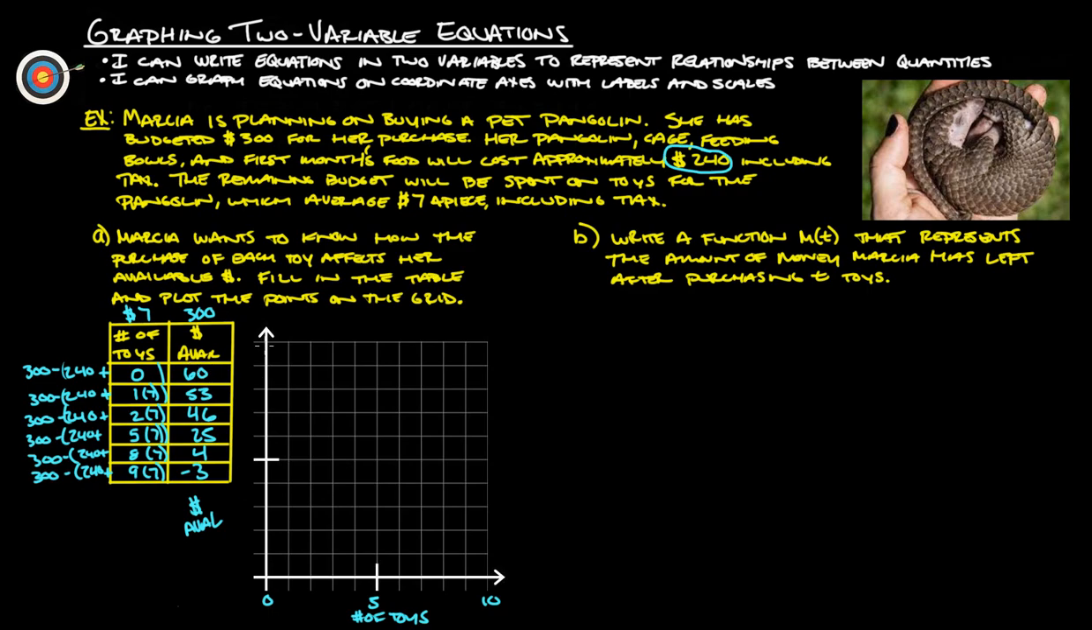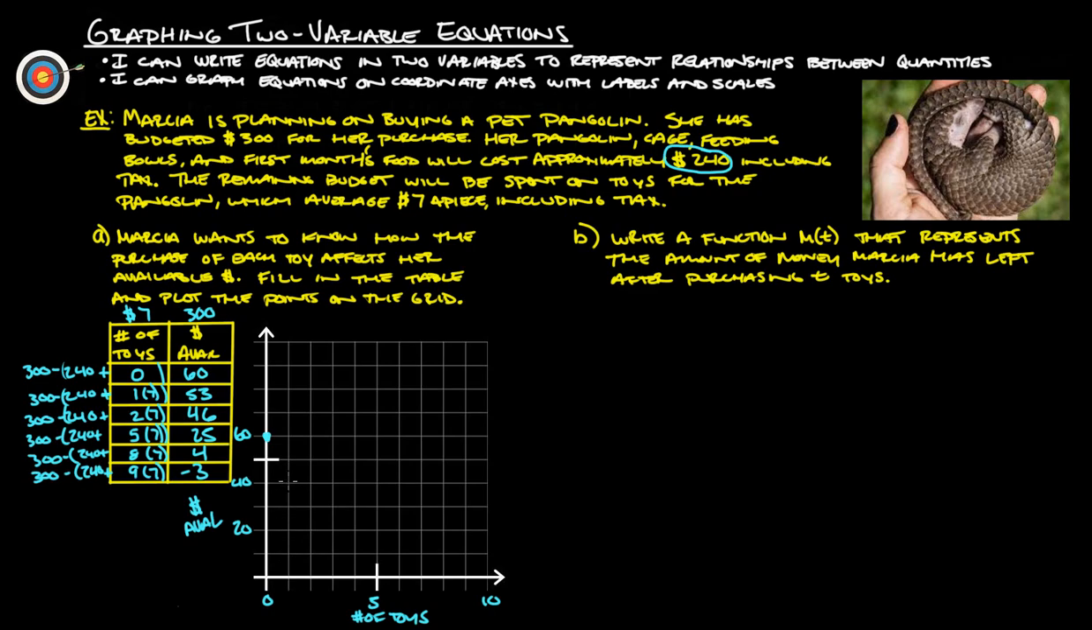So let's see. The most she could possibly have would be 60. So let's make it easy. Let's just do 20, 40, and 60 to go up to the top. Okay, and then we're going to graph these points. So 0 is at 60.